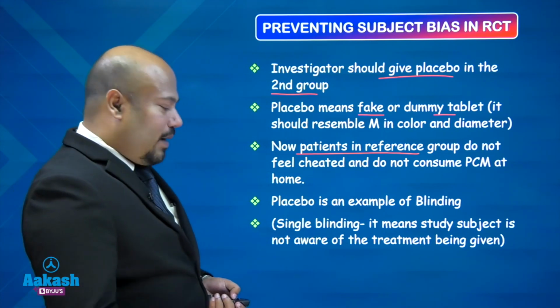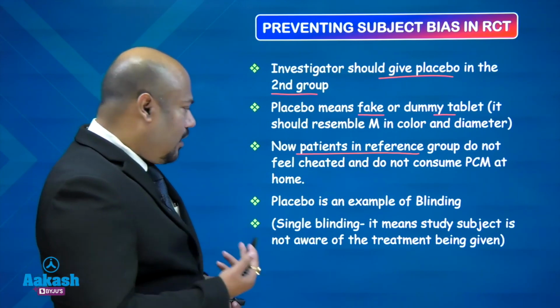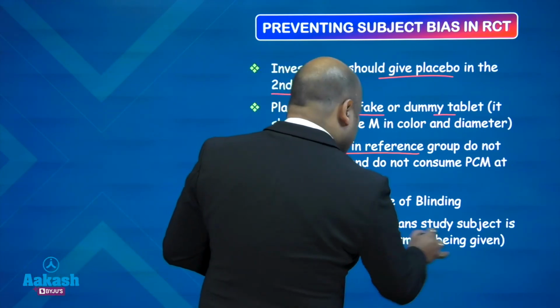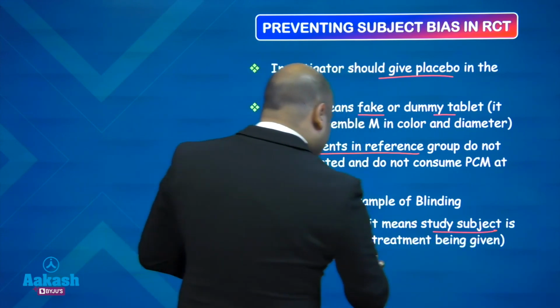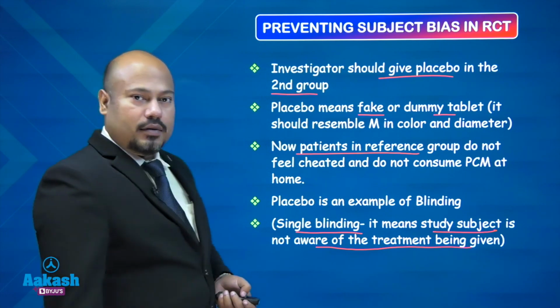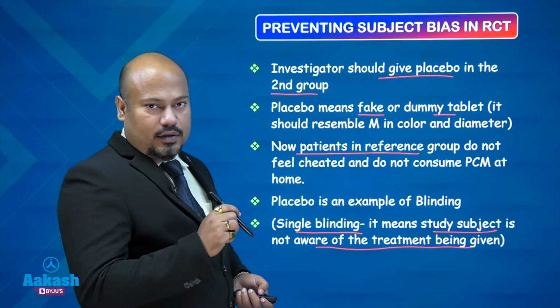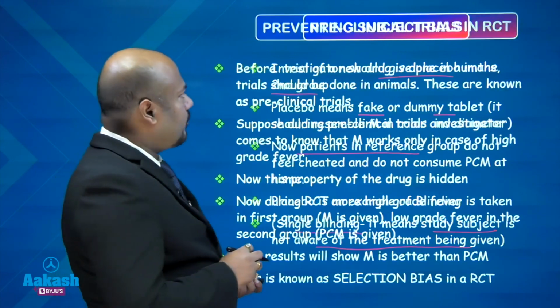Okay? So placebo is example of what? It's an example of single blinding. Why single blinding? Because the study subject is not aware of the treatment being given to him or her. Got my point? So I repeat, placebo is the way to reduce subject bias in RCT. What is placebo? Single blinding.